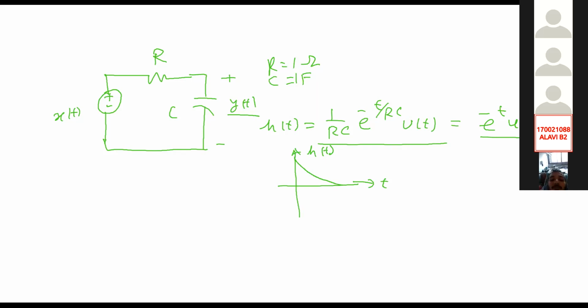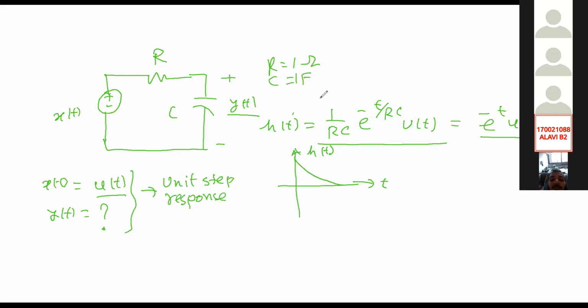Now consider that when our x(t) is now u(t), we have to find the output y(t). What will be the y(t)? You understand my question? That is something like this. We call it the unit step response of a system.